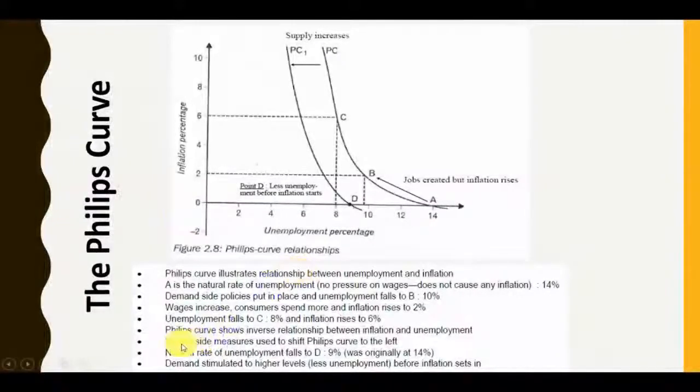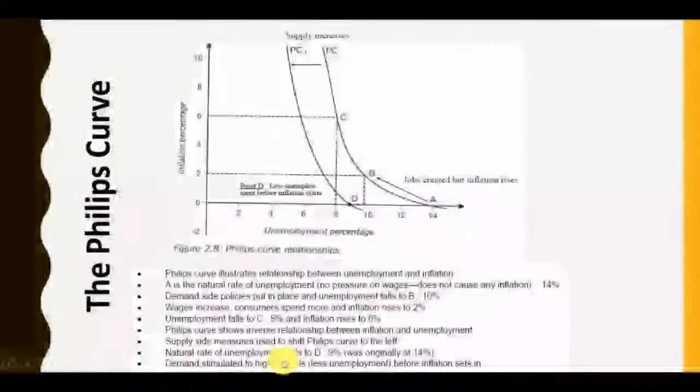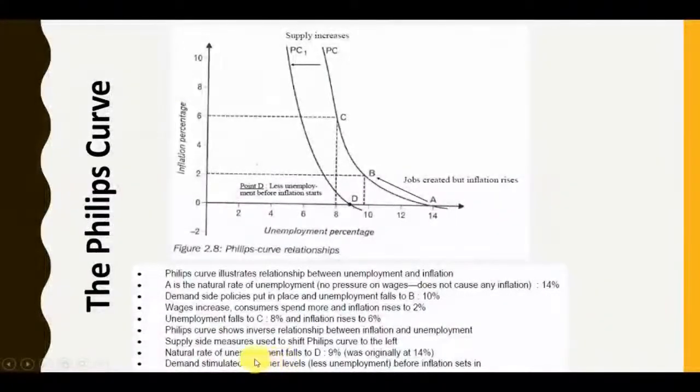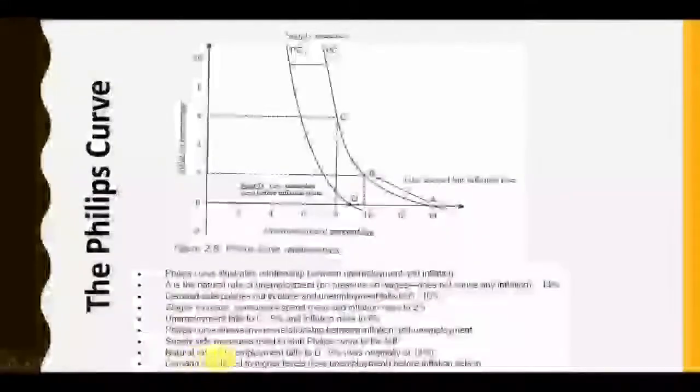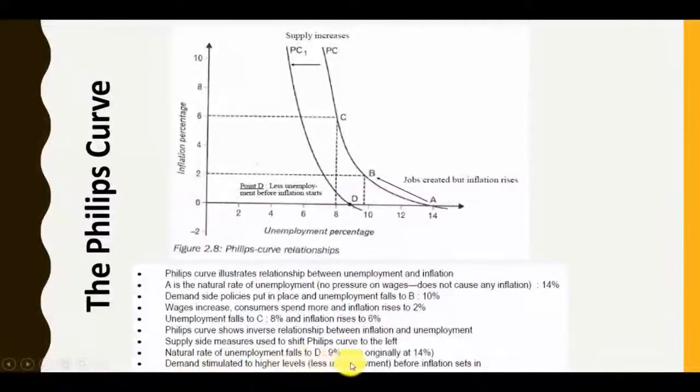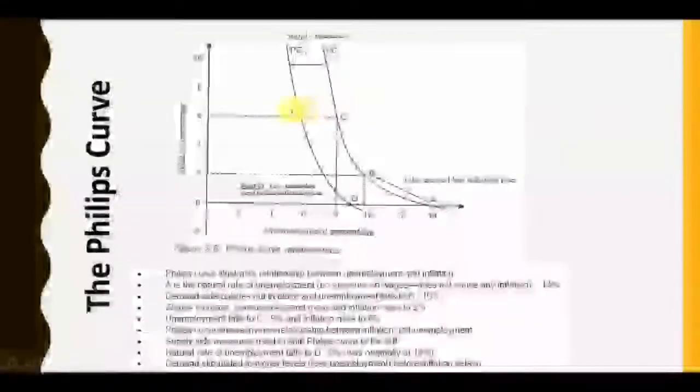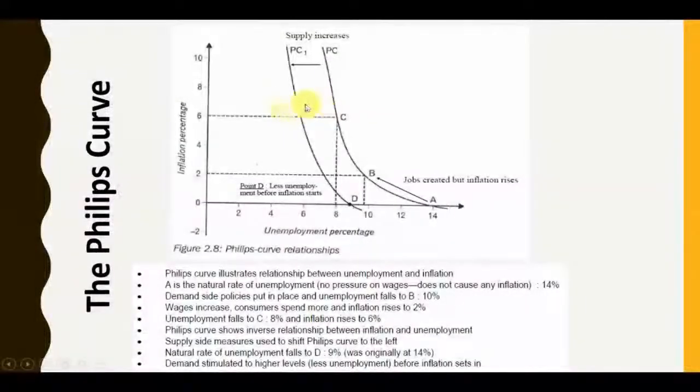Supply side measures are put into place. So that would be deregulation, reducing the cost of electricity, tax breaks for businesses, giving businesses more money. And the supply curve shifts to the left. Can you see that? So the Phillips curve is moving to the left. That is a result of supply side measures. That is because supply has increased.